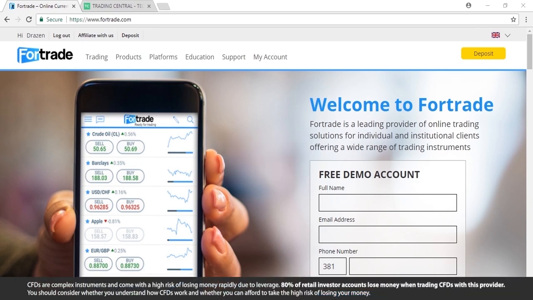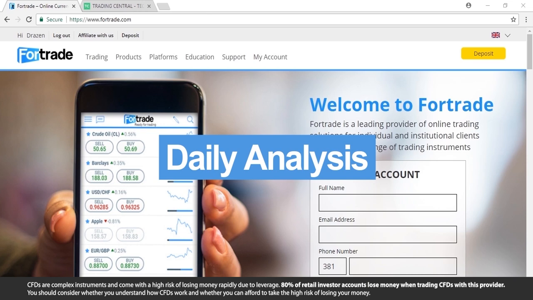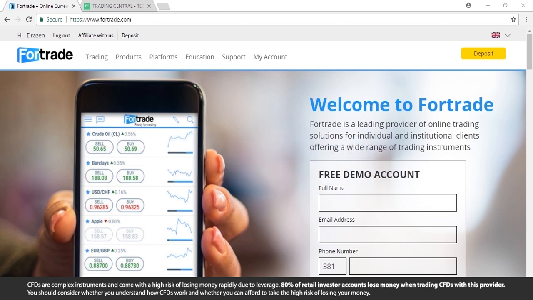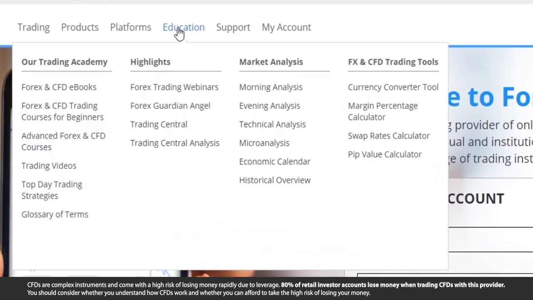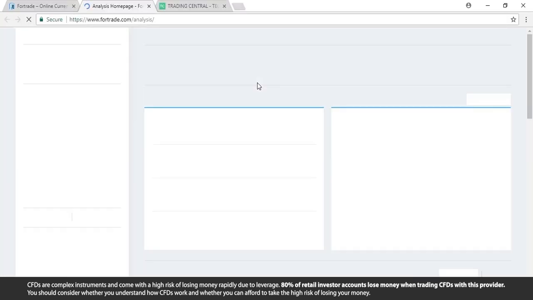We will now take a look at daily analysis that can be found on the Fortrade website. When accessing the site at fortrade.com and going to the education section, you can find the section of the site dedicated to analysis. Clicking on Market Analysis, an overview of analysis-related content can be found.